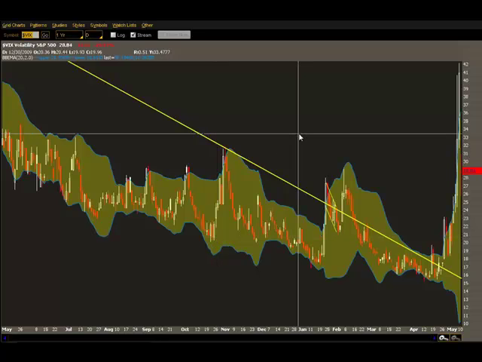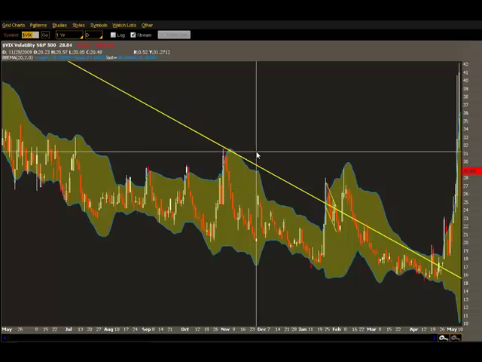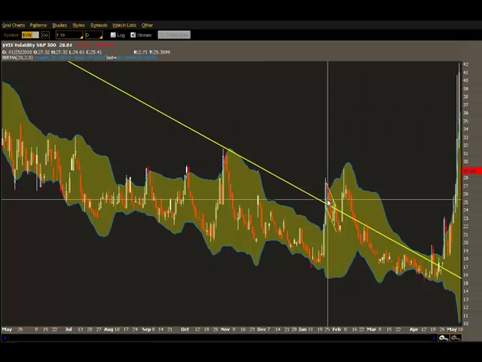Hi guys, this is Dan with Index Option Trading on May the 10th after the market close, and we start off traditionally with the chart of VIX. This is the VIX 1-year chart. Take a look at it.